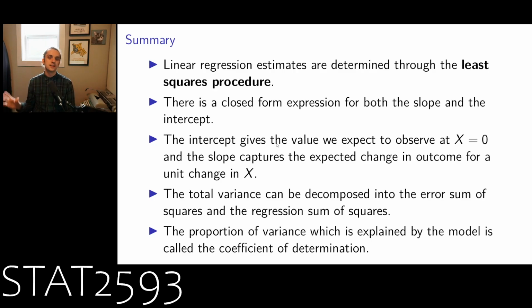So, in summary, linear regression estimates are attempting to find the best possible linear line. We do that through the least squares procedure, where we take the squared residuals and find how to make those as small as we can. We have a closed form for both the slope and the intercept. The intercept gives what we expect would happen at x equals 0, assuming that's some meaningful value, and the slope captures the expected change in our outcome when we change x by 1. Total variance can be decomposed into the regression and the errors, and we can take the ratios there to get the coefficient of determination, but I would be cautious in applying that.